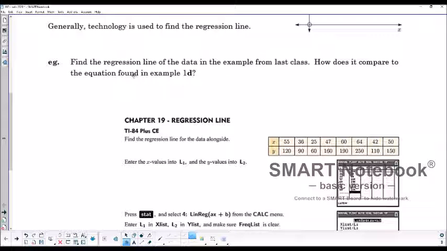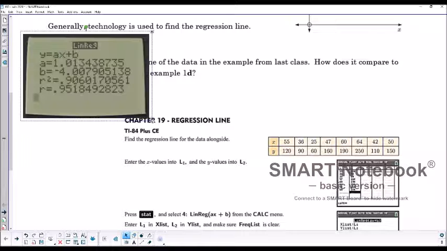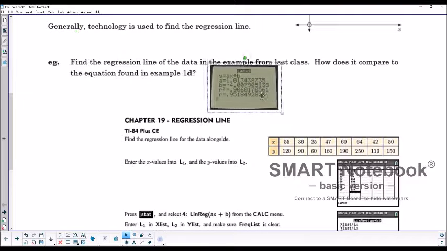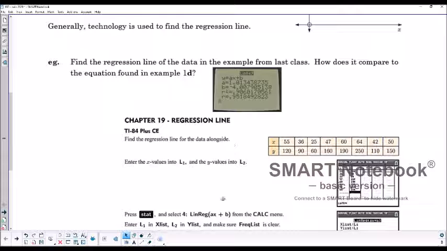So if we want to get the regression line from the example from the other day, I've actually already done that, and I have this. I will try to paste that on there. And so here's my screen. This is what I ended up getting when I used the TI-84. I put in all the values.